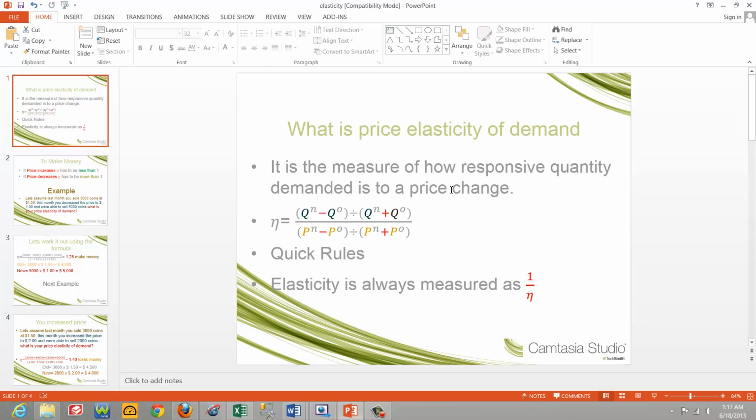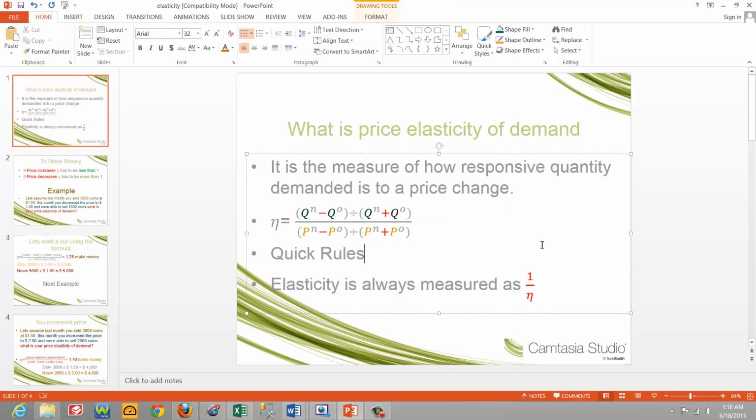So first, what is the price elasticity of demand? Well, it simply is the measure of how responsive quantity demanded is to a change in price. Meaning, if I have a product and I change the price by $1 or $2, how many people would still want to buy that product? That's all it is. And there's a very simple formula for it.